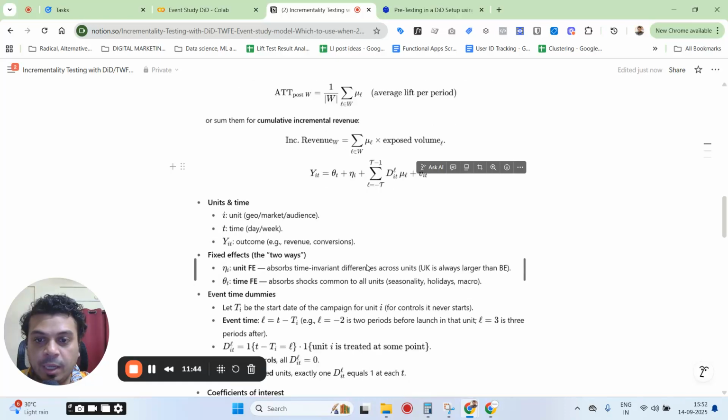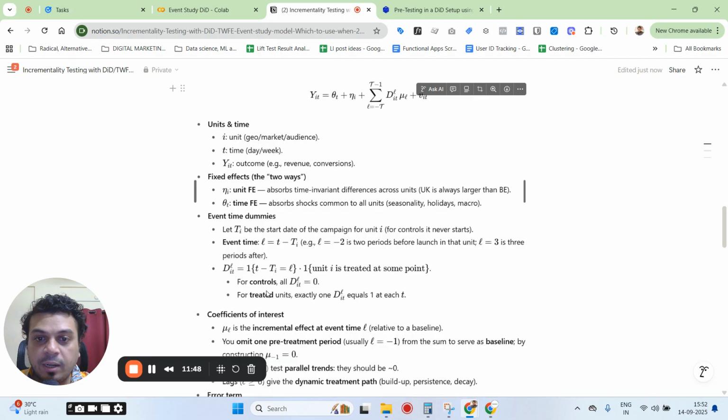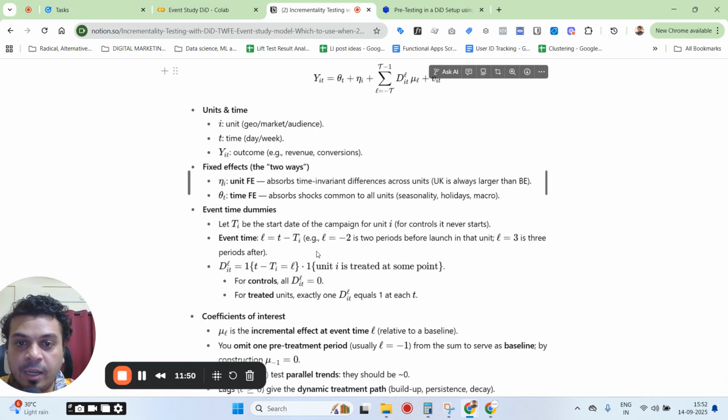So DL then becomes 1 whenever it's going to be in the format T minus capital T, which is equal to L. All right, so this is 1 in that case. And then you also have the fact that it's getting treated at some point. So it has two parts. First of all, it has to be a treated unit.